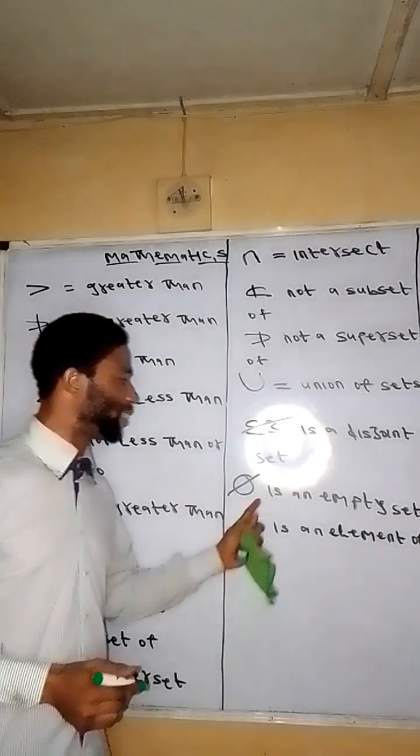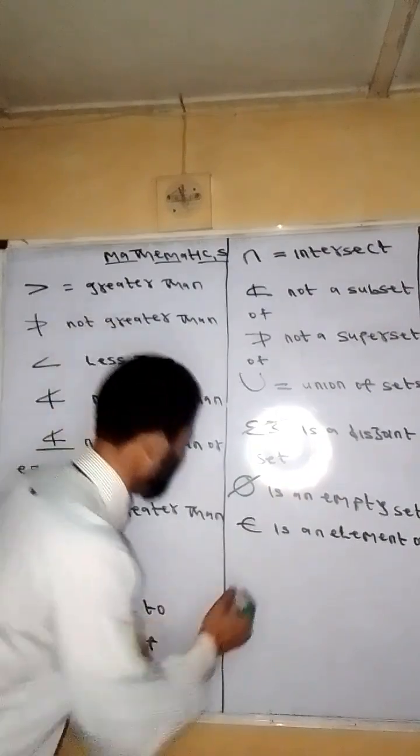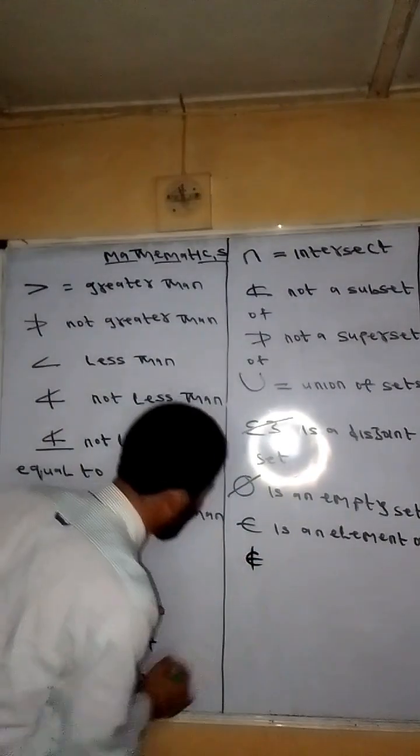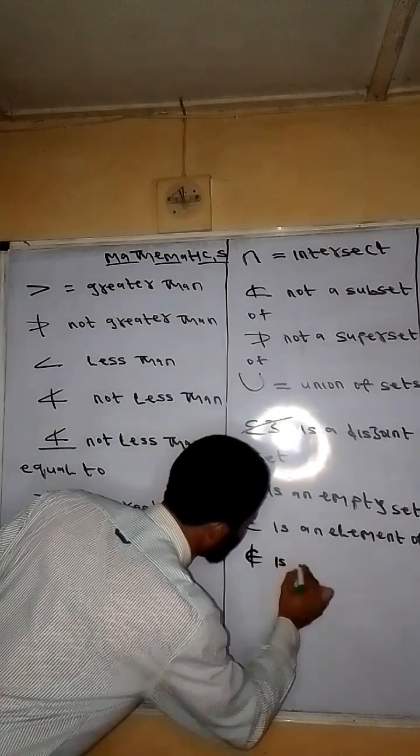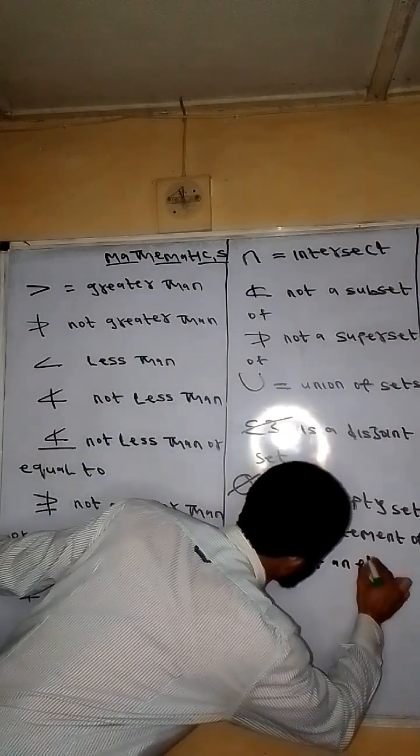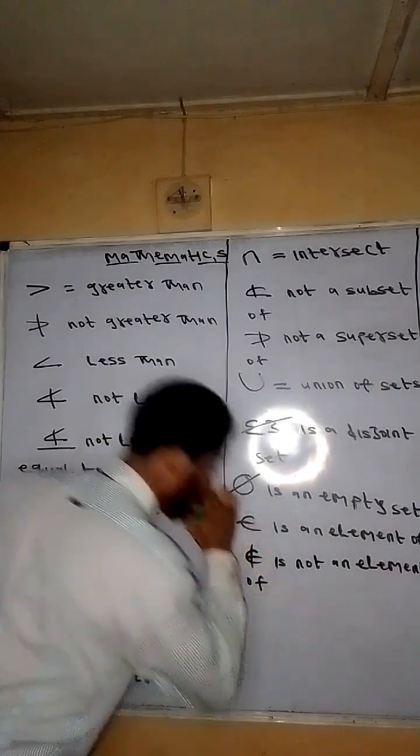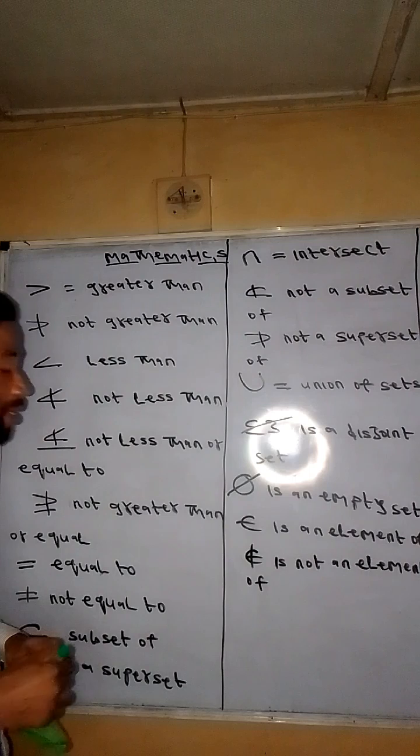Now, if I have something like this, this guy simply means is an element of. An element is an item or an object that can be found inside a given set. Now, if I have something like this and I cross it, it means is not an element of. Please take note, it's not an element of.